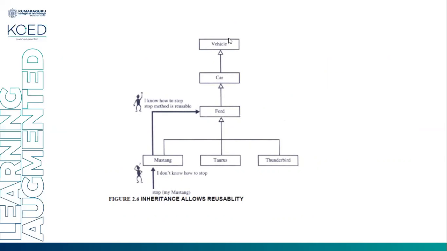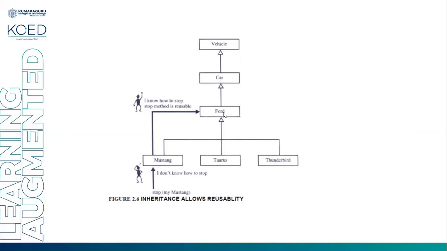For example, the vehicle, car, Ford, when you move down the hierarchy, and Ford has a Mustang, Taurus, and Thunderbird. So in the Mustang class, when you pass the stop message, Mustang doesn't know how to respond to the stop message, because the stop method is not declared in the Mustang class. The stop method is declared in the Ford class. So it searches the class hierarchy. The Mustang inherits the method, and it applies the method. So this is the advantage of reusability.